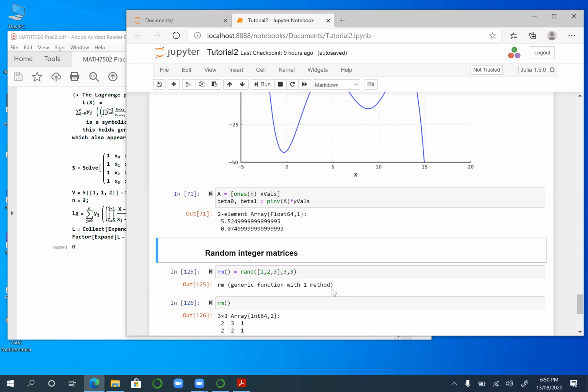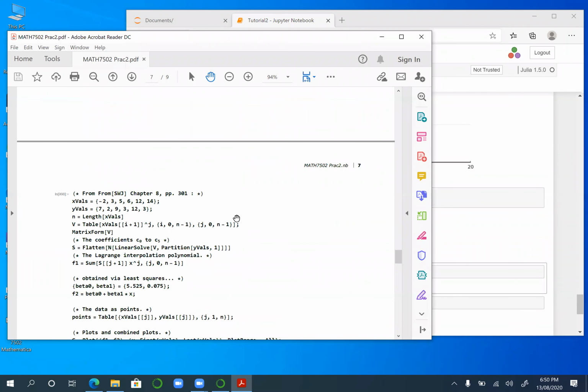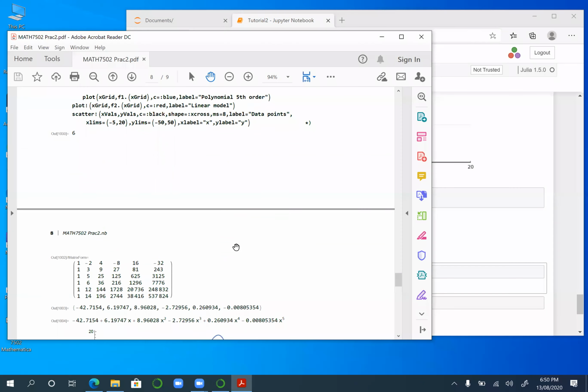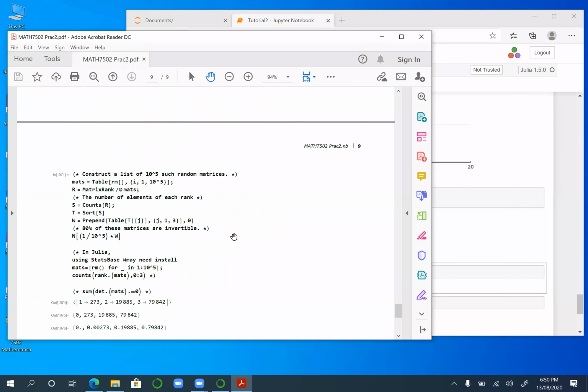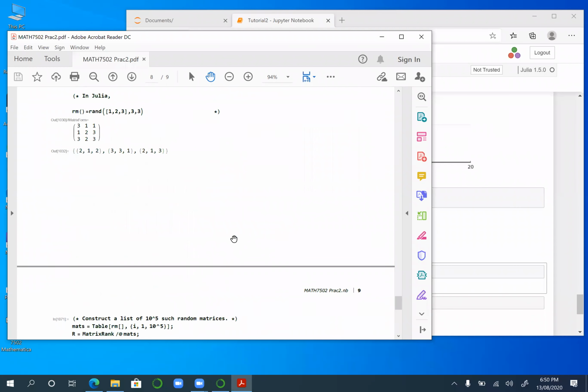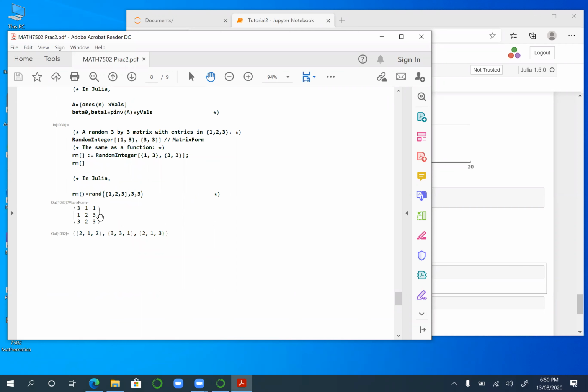So the next one builds a function consisting of a 3 by 3 matrix with 1, 2, 3 in it, so randomly 1, 2, 3. I'll scroll into my PDF and see if I can find an example displayed as a matrix. There you see the pretty polynomial. All right, looks like I've gone a little too far. There we go. So here's an example: a 3 by 3 matrix consisting of randomly chosen integers in the collection 1, 2, 3. And then some Mathematica code above that for doing the same.